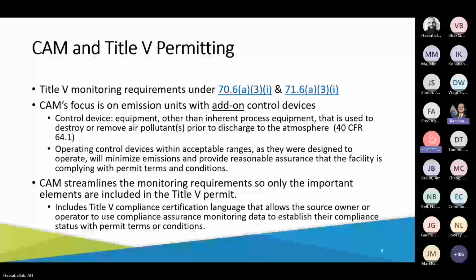And when operating control devices within acceptable ranges, as they were designed to operate, it should minimize emissions and provide reasonable assurance that the facility is complying with its permit terms and conditions. And the CAM rule streamlines these monitoring requirements, so only the important elements are included in the Title V permit. This includes Title V compliance certification language that allows the source owner or operator to use compliance assurance monitoring data to establish their compliance status with their permit terms or conditions.